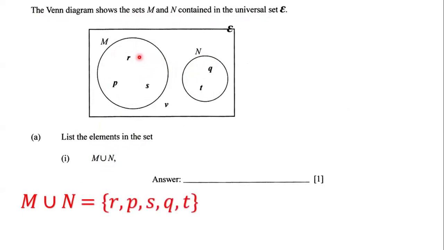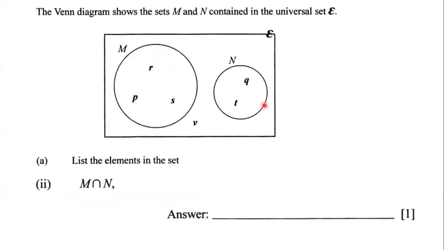That means that we have to contain all of these elements R, P, and S. Those are the elements of set M. And then Q and T. These are the elements in set N. So R, P, S, Q, and T, that is the union of M and N. All right, so R, P, S, Q, and T, these are the elements that are inside the union of set M and set N.